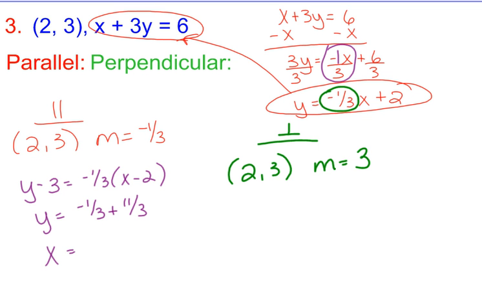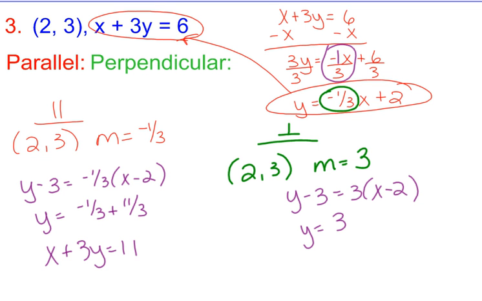And standard is x plus y. Make that look a little better. X plus 3y equals 11. For your perpendicular, your point slope form would have been y minus 3 equals 3 times the quantity x minus 2. Slope-intercept is y equals 3x minus 3. And standard is 3x minus y equals 3.